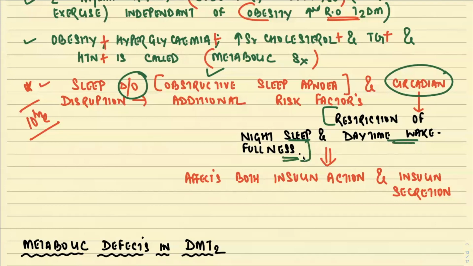Those who are doing night duty, for example, their sleep at night is not proper, and daytime wakefulness is not there. Okay, he is sleeping in the day and he is waking at night. For those individuals, this affects insulin action and insulin secretion, and it predisposes to the development of type 2 diabetes mellitus. This is a very recent update in the pathogenesis of type 2 diabetes mellitus. So please try to sleep at night and please try to wake up during the day.